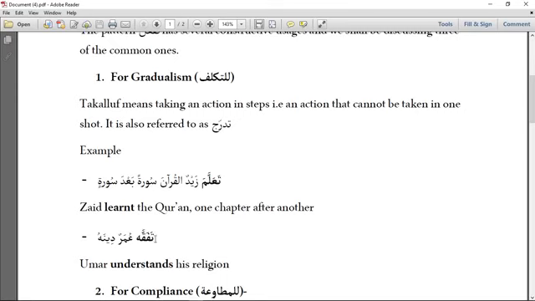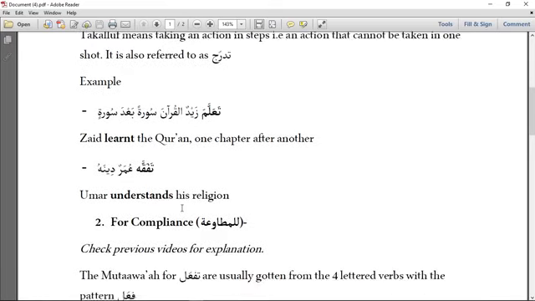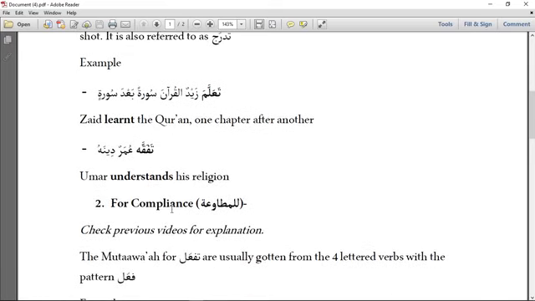The second example, we have tafaqqaha Umarun dinahu. Umar understands his religion. So we know that the religion cannot be understood at once. It has to be in steps. It's a gradual process. So we use tafa'ala for takalluf, for gradualism. The second usage is mutawa'a, for compliance.